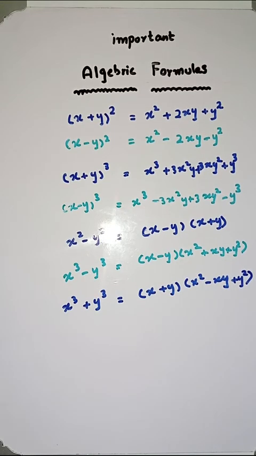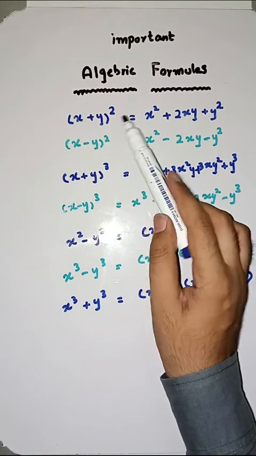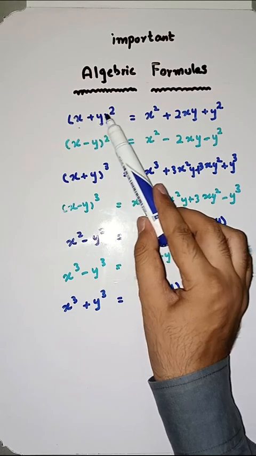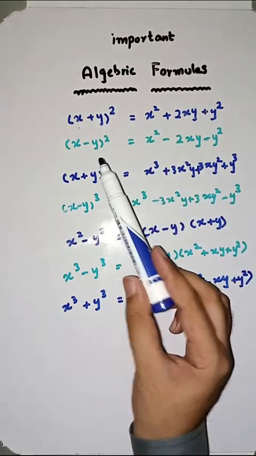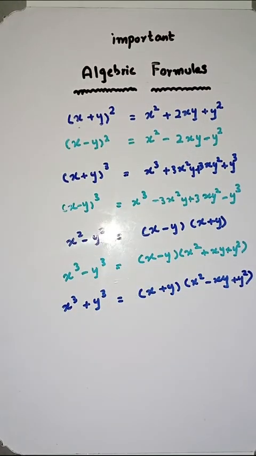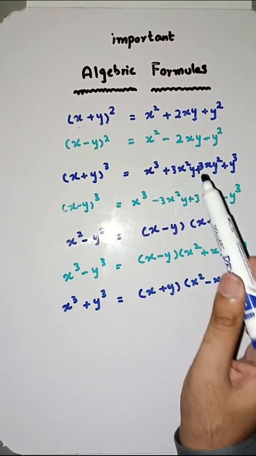These are some of the basic important algebraic formulas. Number one is x plus y whole square is equal to x square plus 2 into xy plus y square. Number two is x minus y whole square, which is equal to x square minus 2xy plus y square.